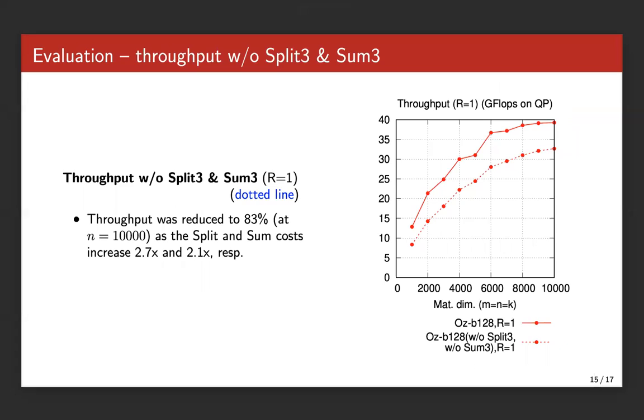This figure shows the performance when Split3 and Sum3 are not used. The dotted line shows the performance without Split3 and Sum3 on R1. In this case, the cost of splitting and summation increases, and the performance decreases to about 80%.